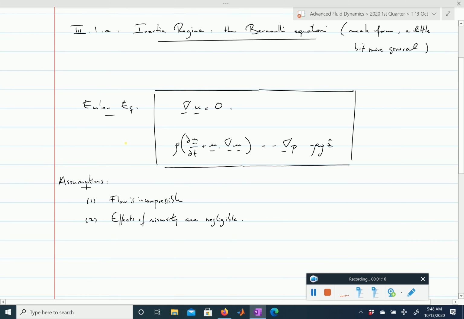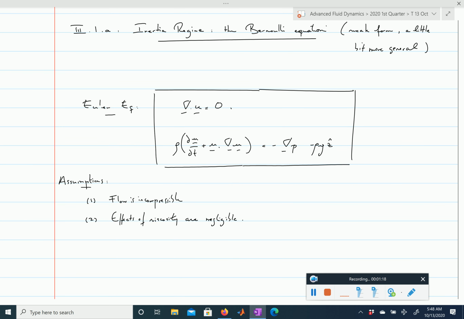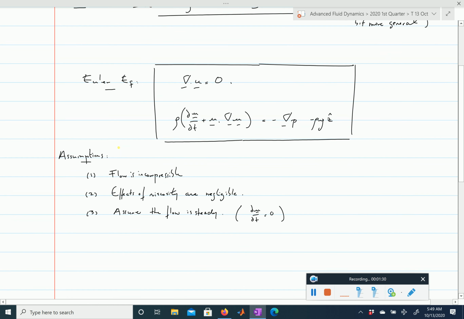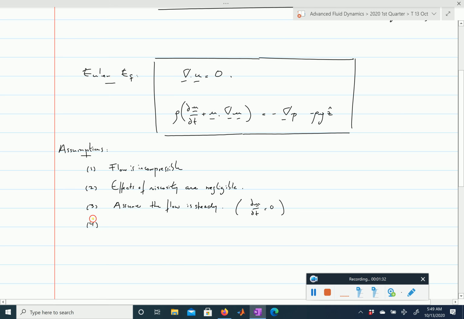Now for the Bernoulli equation, we will make a few additional assumptions. We'll assume that the flow is unsteady, so this term will drop out. Sorry, I meant to say the flow is steady. So this term here will drop out. We'll assume that the body force term, so I already wrote it in a term, because most of the time we'll see the body forces as a gravity force. But it could be not just gravity force, but we will assume that if it's not just gravity force, then the body force is a conservative force.